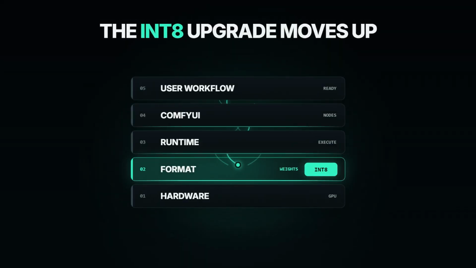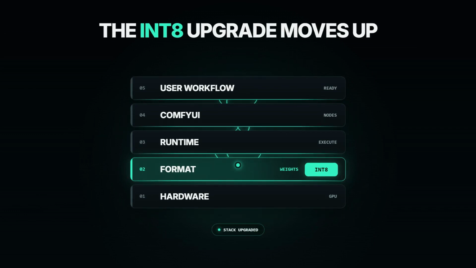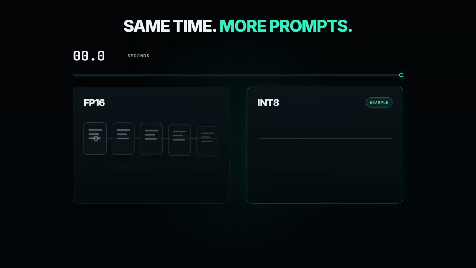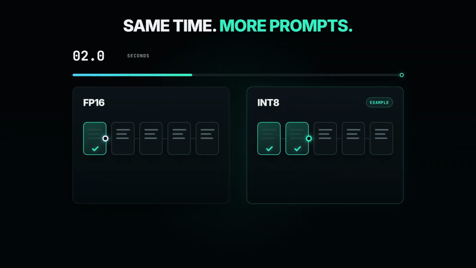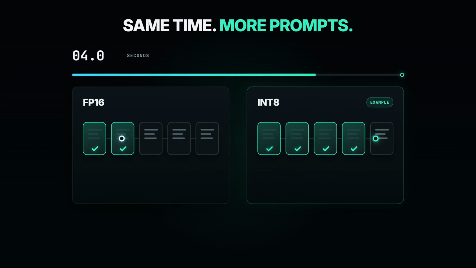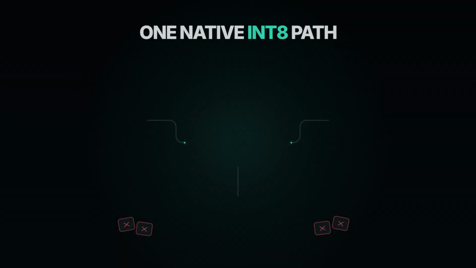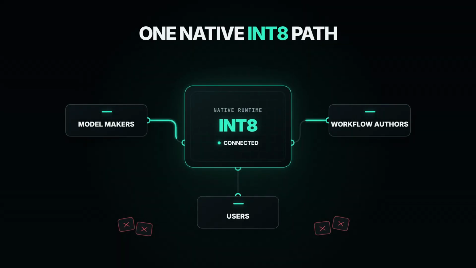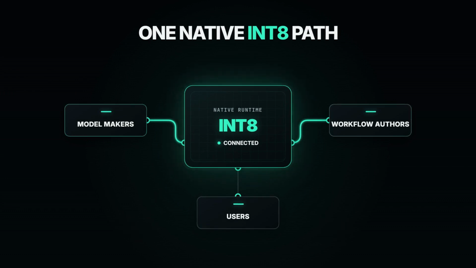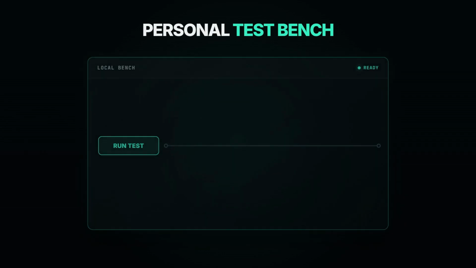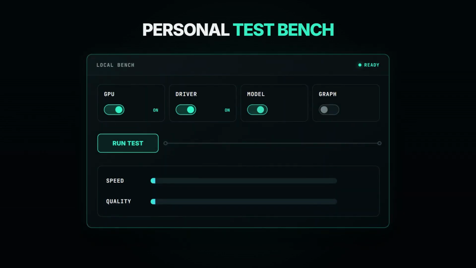A small improvement at the format layer can make the app layer feel dramatically less annoying. Lower VRAM pressure means more experiments per hour. That is the hidden advantage. Creativity gets cheaper when iteration gets faster. Once native support exists, model makers can target it, workflow authors can document it, and normal users can test it without becoming dependency archaeologists.